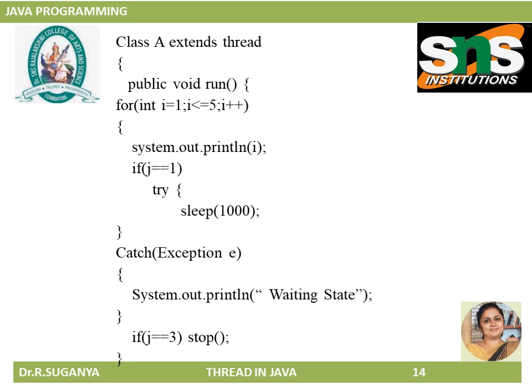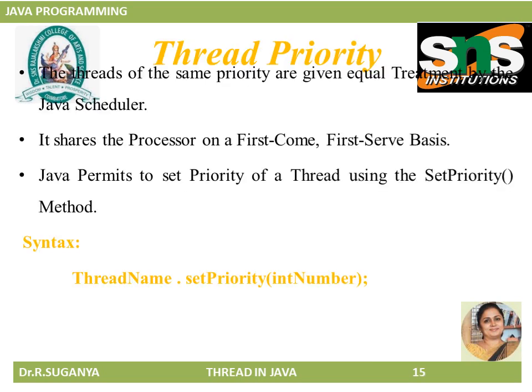So here, if it extends a thread, then we'll have another set of methods, that is, it will sleep for 1 second, and if there is any error, it will display the error, that is, it automatically handles the exception, called catch exception, and to a waiting state, that is, it will stop it if j is equal to 3.